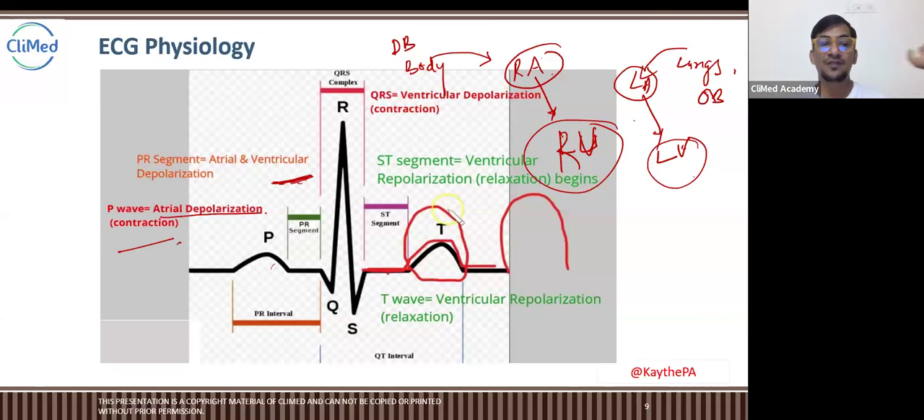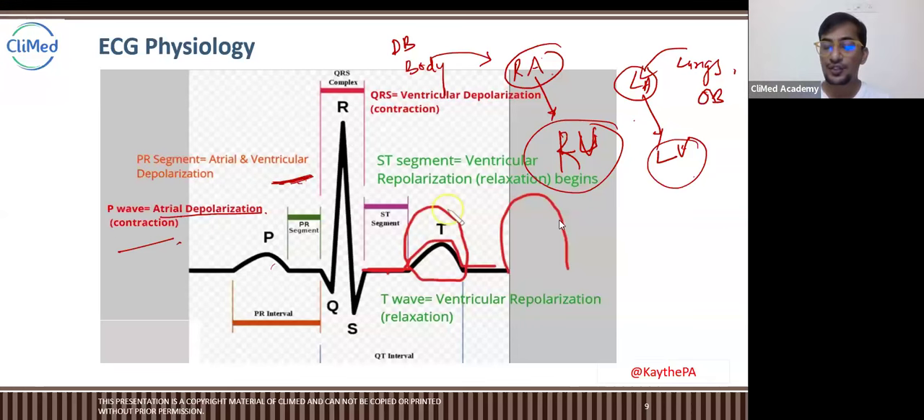So this is the cycle. It starts from the P wave, the contraction of RA and LA, and blood goes to RV and LV, right? And then from the RV it goes to the lungs, and from the LV it goes to the body in the QRS phase, ventricular depolarization, right? And then in the ST and T wave, these ventricles are completely relaxed. I hope you understand, guys.